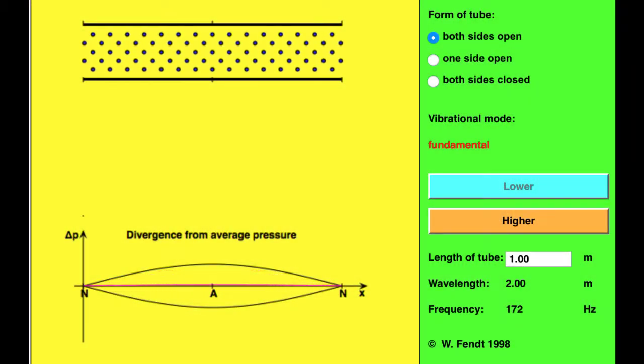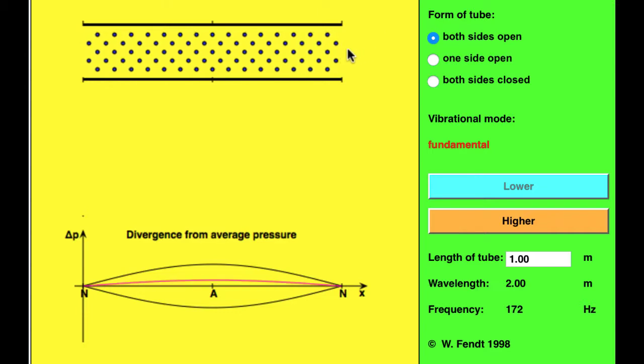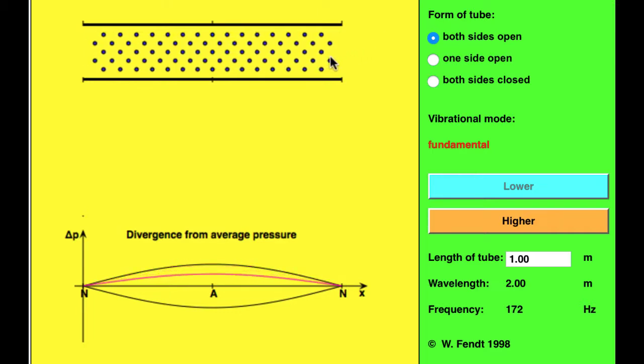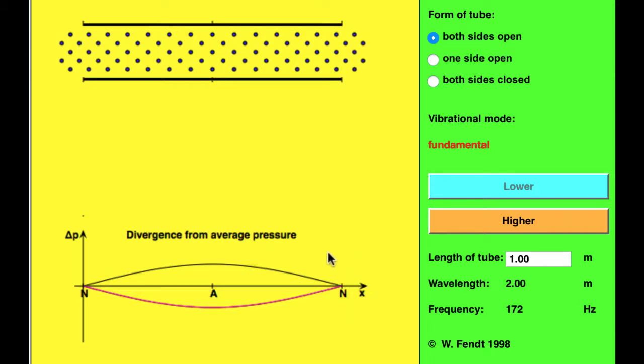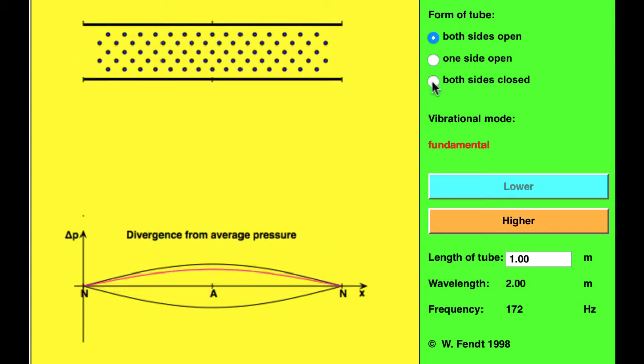Last time we were looking at a tube open at both ends. We had nodes at both ends because we noticed that the pressure, the spacing between the molecules, does not change. And when we don't have a change, that's where we have a node, no change in pressure. Let's see now what happens when we close both sides of the tube.